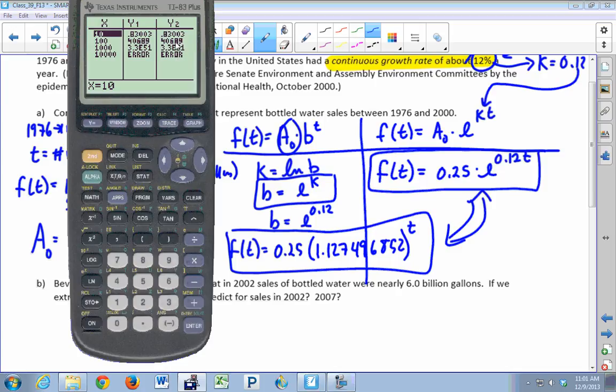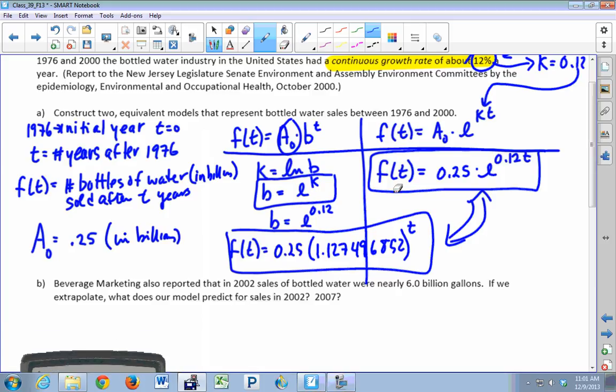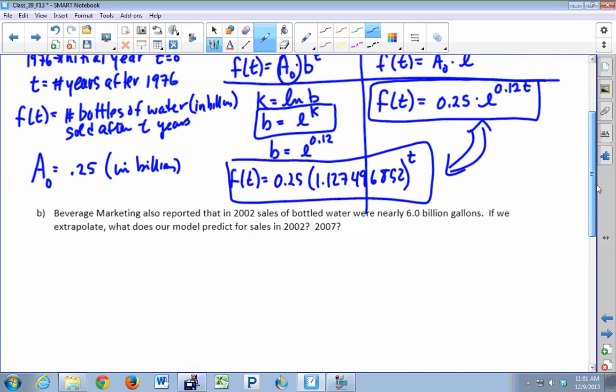Okay, so it looks like I've got something wrong here. What's going on? Didn't I start at 0? Oh, that was the other. There we go. So these represent the number of billions of bottles of water. All right. So these two formulas, it doesn't matter which one you use.